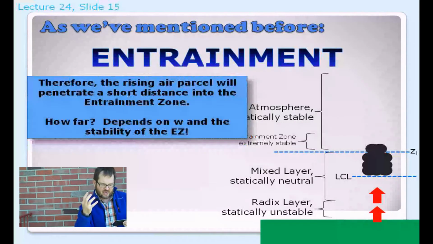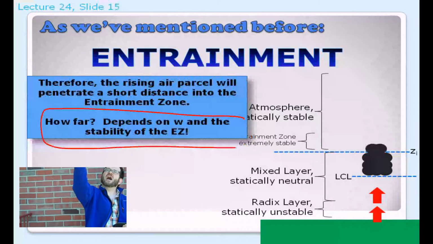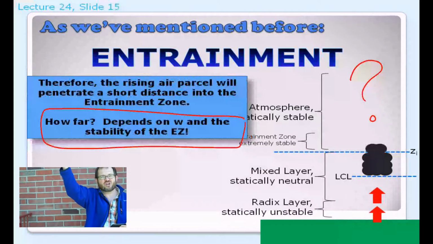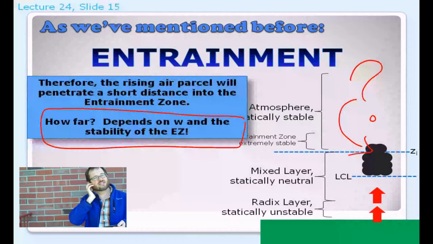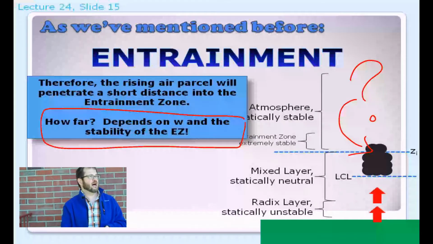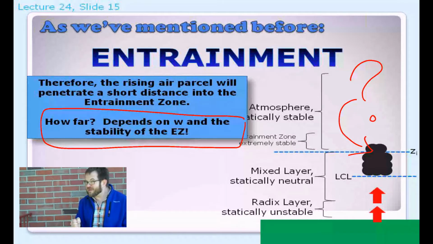And, well, the question is how far? How far will that air parcel punch through the capping inversion, or punch through Zi and get up into the entrainment zone? Well, that's sort of the $64,000 question. It kind of depends on how big W is, how strong this updraft is. It depends on how strong the stability is of the entrainment zone. These are kind of questions we'll be asking in a little bit.